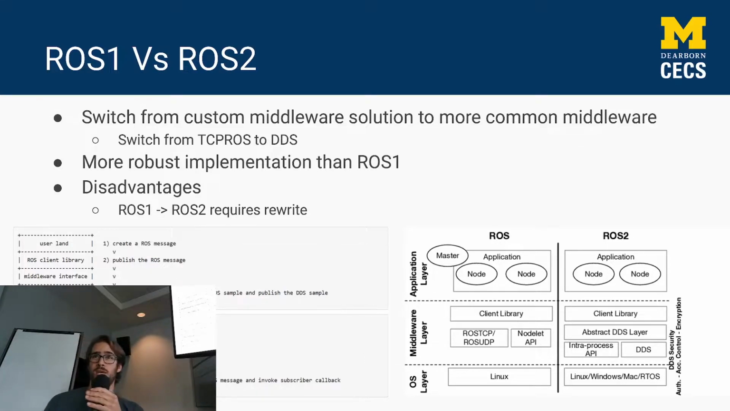However, the disadvantage is that going from ROS1 to ROS2 is a complete rewrite. So we were using ROS1 a couple years ago, and the movement to ROS2 required us to completely rewrite our code. So in case you're curious as to why we use ROS2 specifically, that is why.